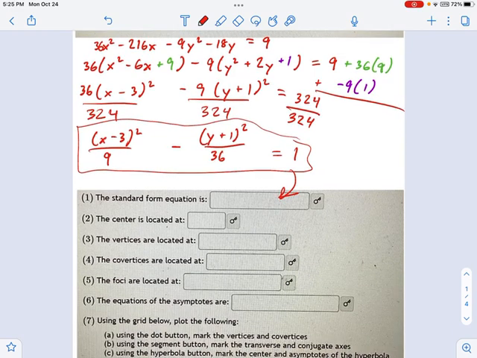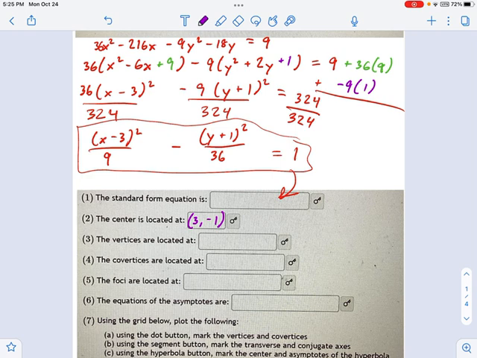And from that come all the key features of the hyperbola. The center, which you can see right here, comes from these offsets, these shifts inside the parentheses. The center is going to be located at x equals 3, y equals negative 1. So that takes care of that.